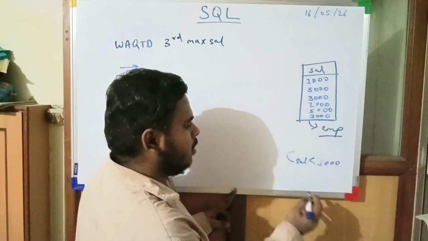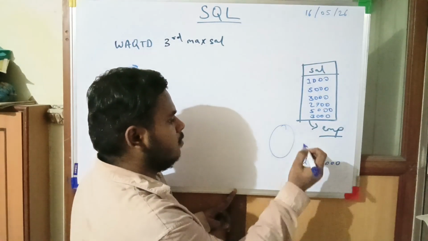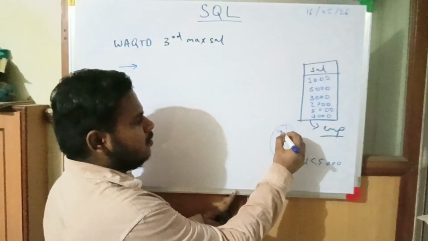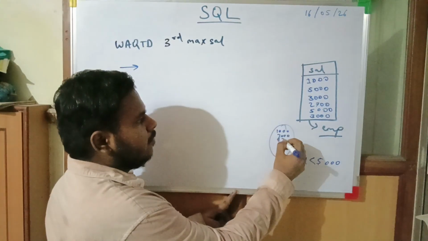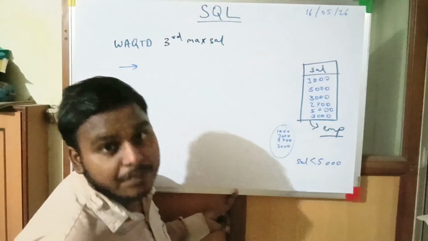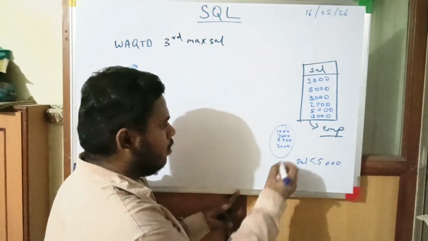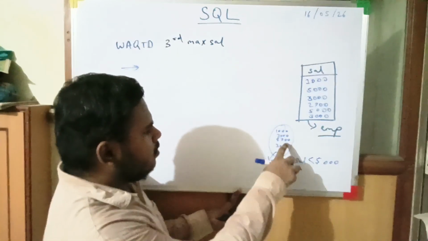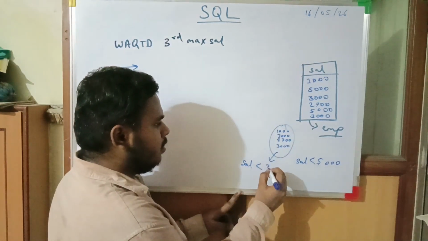From this, I need to get the maximum salary. First of all, what are the rest of the records that will be there? 1000, 3000, 2700, 3000. Okay. Again, I need to filter out. Second maximum is not asked. This time it is our third maximum. Again, I need to find the maximum salary from this. From here, the maximum salary is what? 3000. So I want the salary now to be less than 3000.